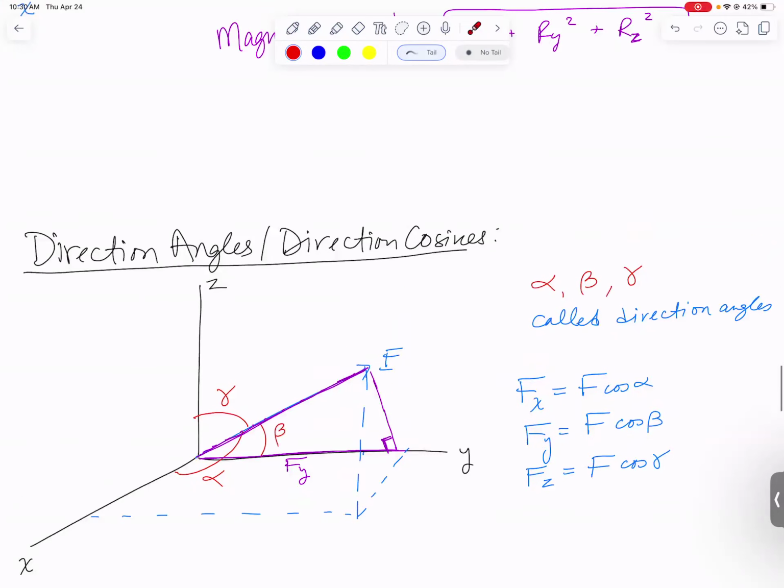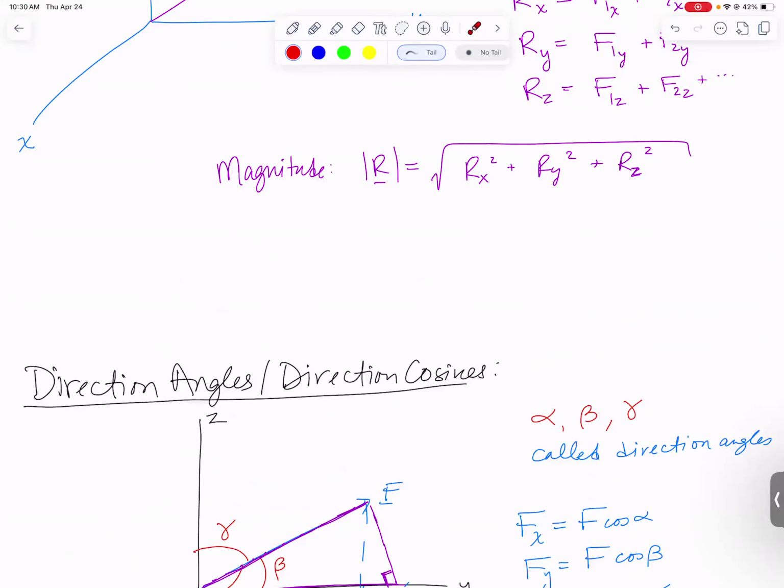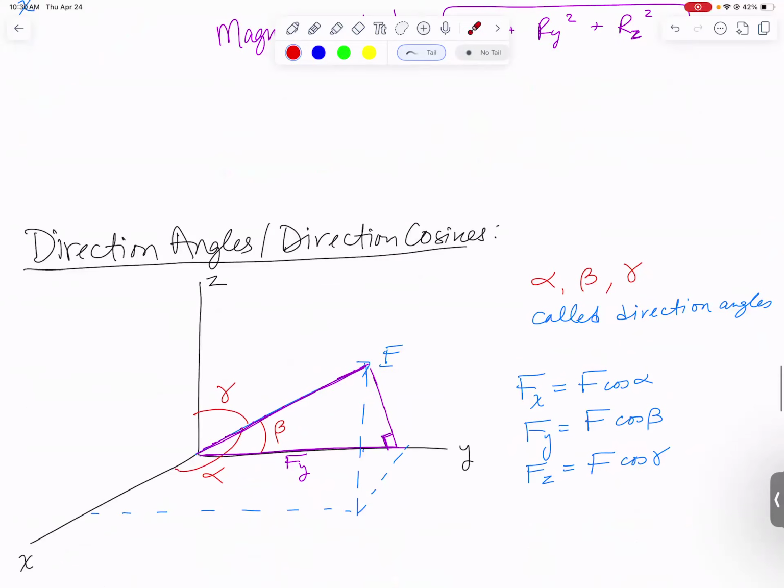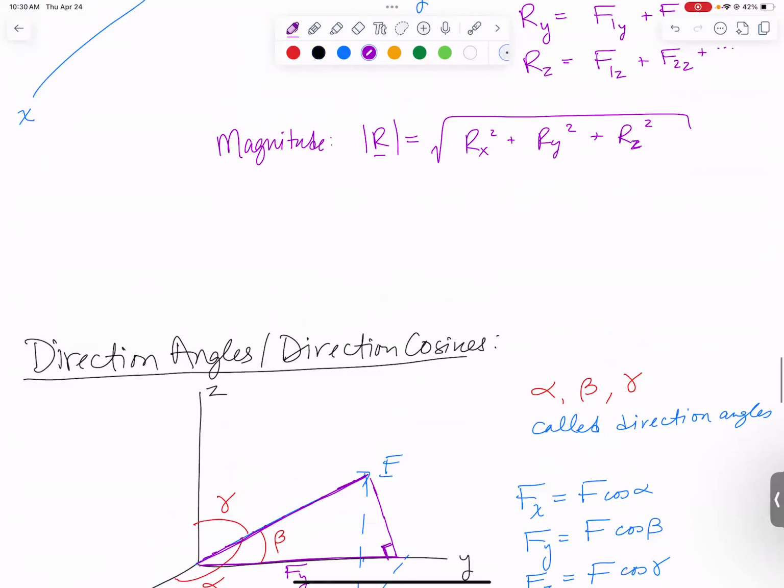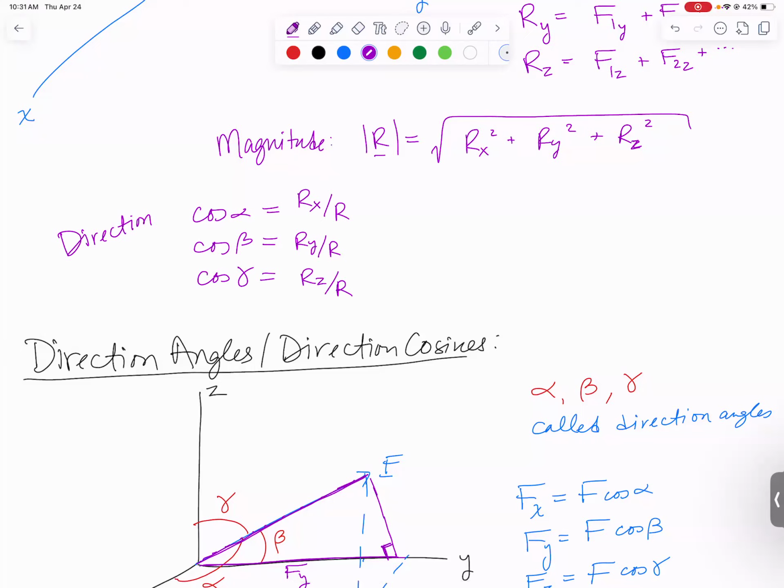So back to what we just did, if your magnitude can be found that way, we can actually indicate the direction of our resultant vector by using these direction angles. So the way we do that is I'm going to solve for cosine alpha, cosine beta, and cosine gamma. Those are going to give you the direction. And this is actually really easy to do. You simply take Rx over the overall magnitude R. This one's Ry divided by the total magnitude R, and this one will be Rz divided by the total magnitude R. And then you can take the inverse cosine if you actually want the angles themselves.